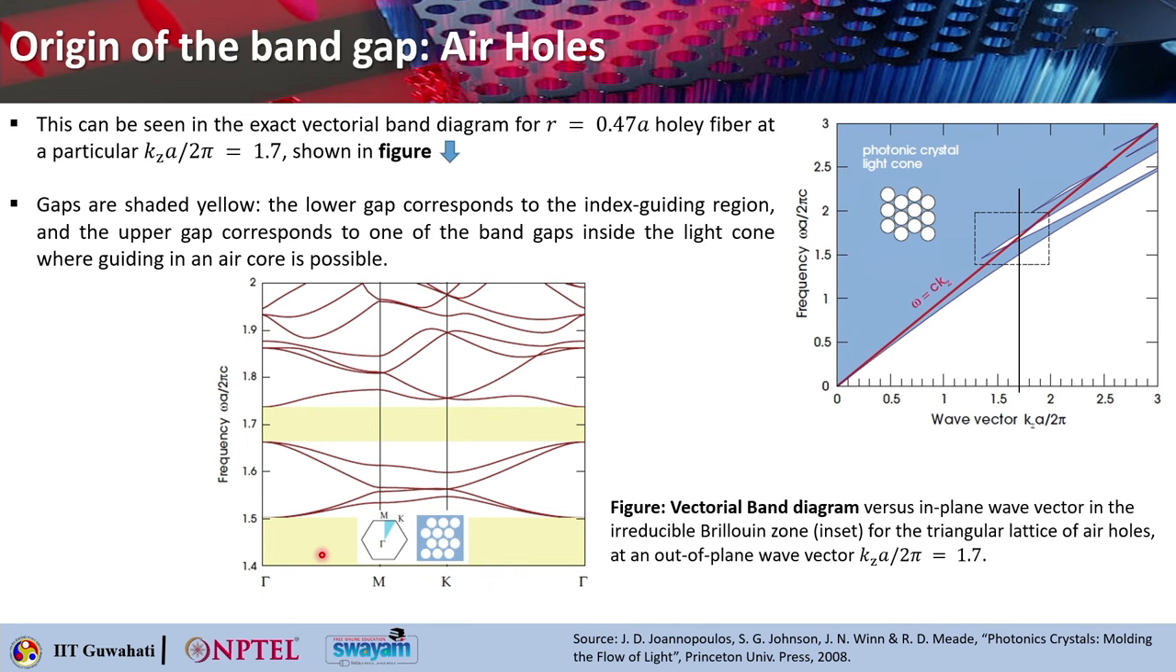Once again, the lower gap is basically coming from the index guided region. So for this kind of structure also you have a lower gap, and once again, it comes from the index guiding region. And the upper gap corresponds to one of the band gaps inside the light cone, where guiding in the air core is possible, and this is because of this phenomenon. So it is a band gap inside the light cone, and that is why guiding of light in this air core will be possible.